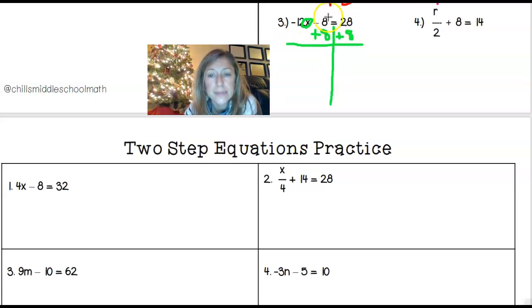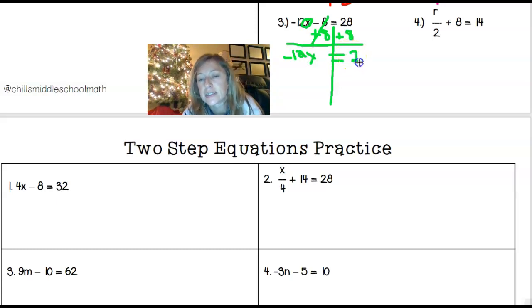Now, negative 8 plus 8, those are opposites or inverse operations, so they cancel out. Don't write the 0, it's not worth it. What is left, though, is negative 12y. And on this side, 28 plus 8 is 36. Now it says I have negative 12y's. Let me shut that TV off. I have negative 12y's. I need to divide both sides.